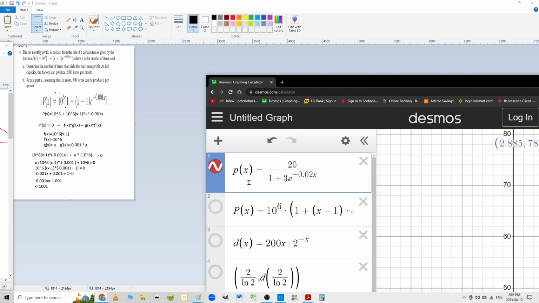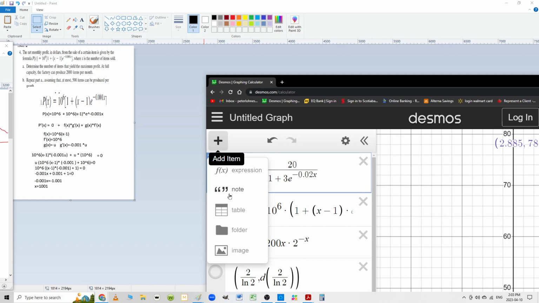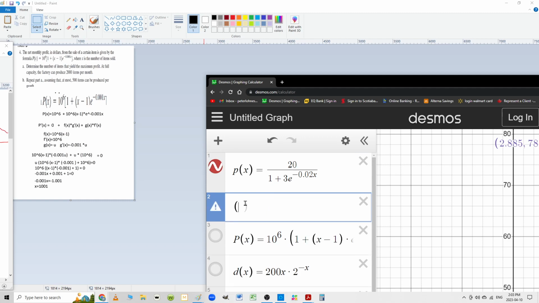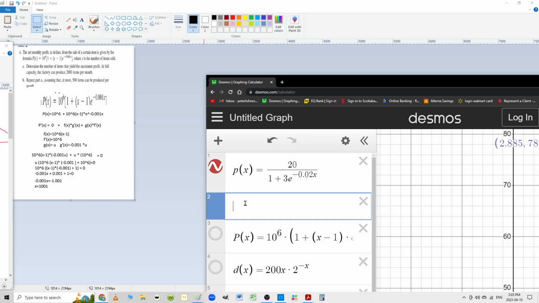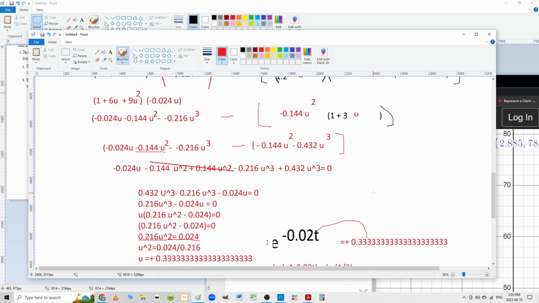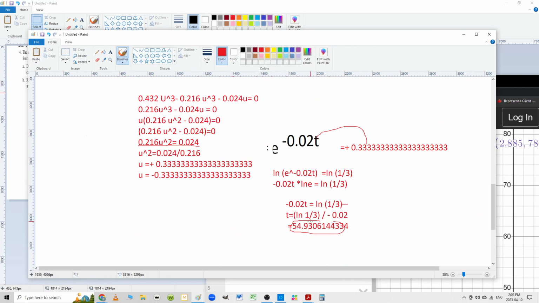But I'm going to put in a couple of points that we just discovered. We just discovered the inflection point, or the second inflection point, or the inflection point rather. We've discovered that it's at 1 over, sorry, what did we discover? Let's bring it back. Yeah, we took the second derivative and we set it to 0, and we discovered it's ln of a third divided by negative 0.02.